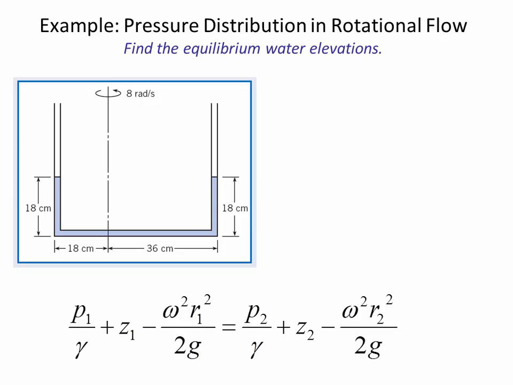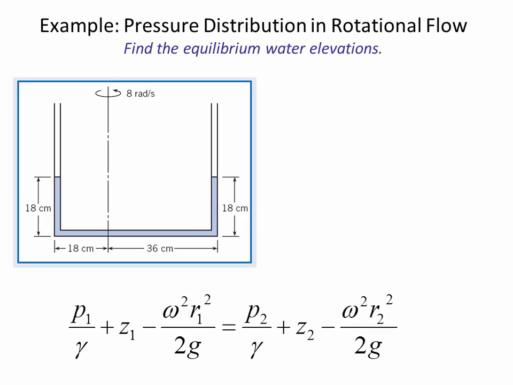Z1 is unknown, and Z2 is unknown. But what do we know about Z1 plus Z2? Think about that one. Could we say anything about the sum of those two elevations? 18 plus 18. The sum of those two is going to be 0.36 meters. And so this is just a way of expressing what we agreed on, is that if it rises 1 centimeter in the right, it has to fall 1 centimeter in the left. That the sum of those two elevations will be 0.36.